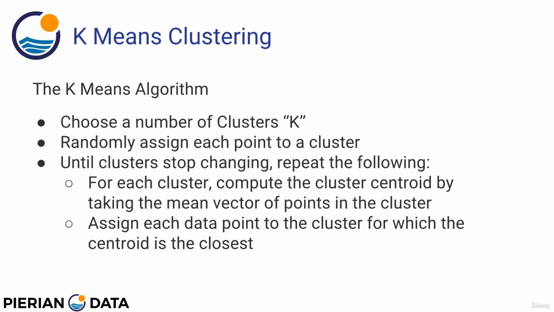How does the algorithm actually work? Well, you first choose a number of clusters k, and we'll discuss how to choose k later on. Then you randomly assign each point in your data to a specific cluster. Then, until the clusters stop changing, you repeat the following steps. For each cluster, you're going to compute the cluster centroid by taking the mean vector of points in the cluster. Then, you assign each data point to the cluster for which the centroid is the closest.